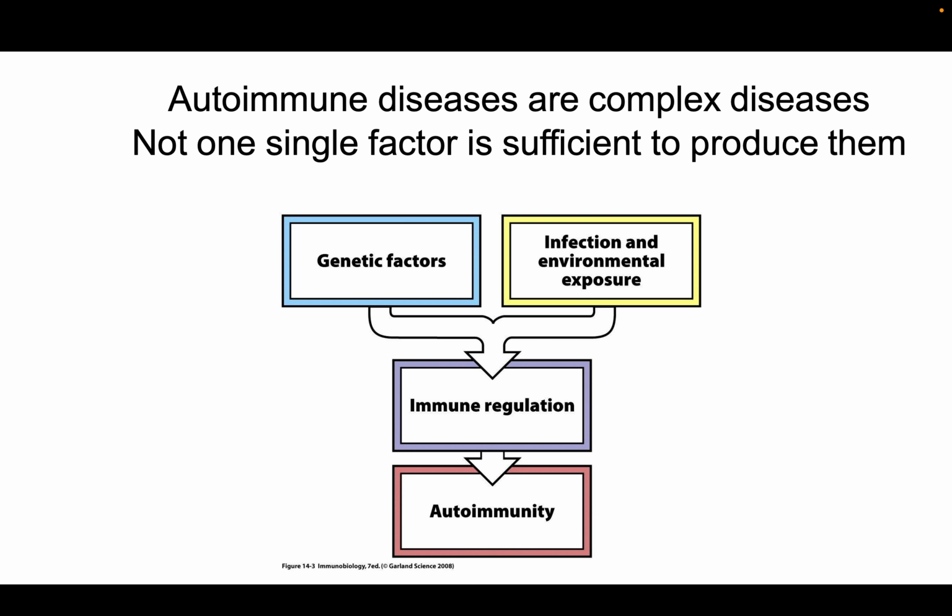So autoimmune diseases are very complex. It's not that you have just one factor that can cause it. It's not that you have just one genetic factor that can cause certain autoimmune diseases. In some cases there is, and I'll be talking about them. But in the majority of cases, it's not just one single factor. It's a combination of genetic factors, but also infection and/or environmental exposures that can cause this immune dysregulation, specifically affecting our peripheral tolerance or our central tolerance, that can induce an autoimmune disease.